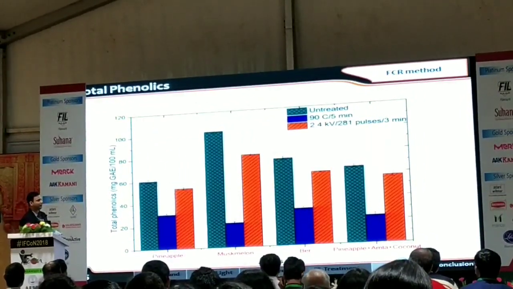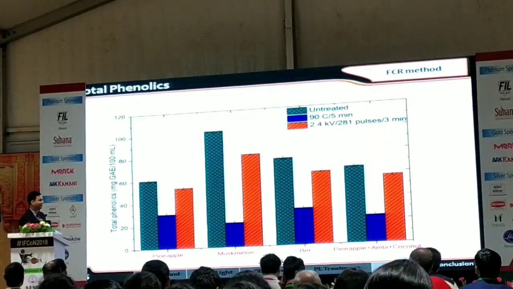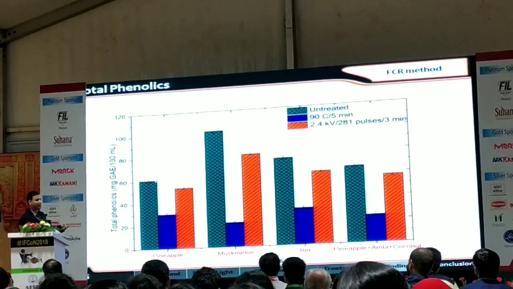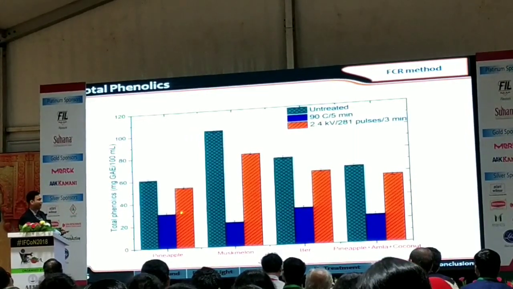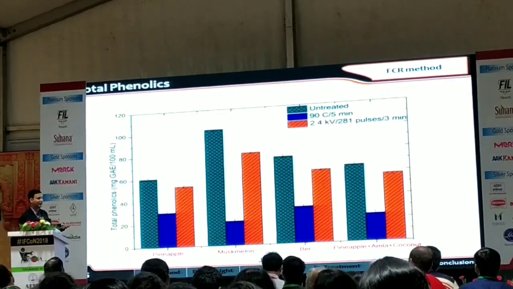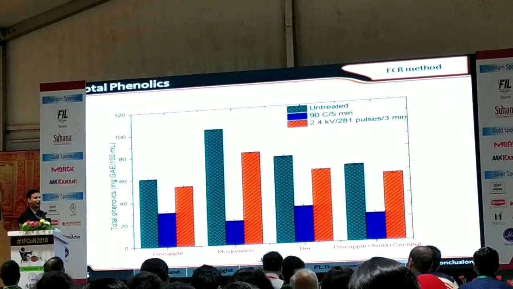Moving forward towards the favorable candidate, you can also say that the loss in the thermal treated samples is almost 50% compared to your untreated one, whereas your pulsed light treated is only about 15-18%. The same thing has been mentioned for all other fruit juices also.